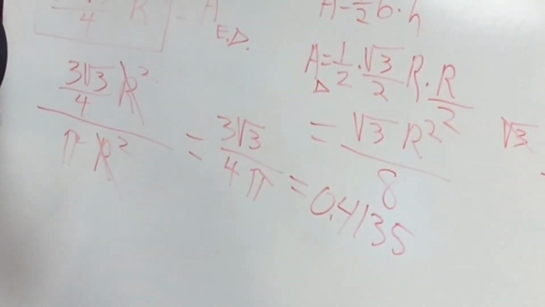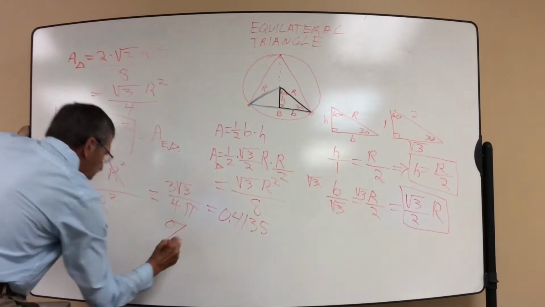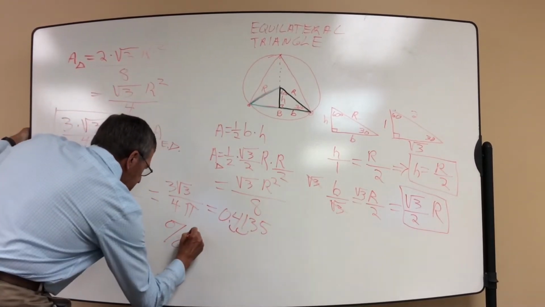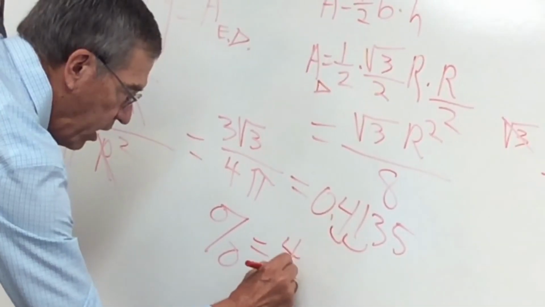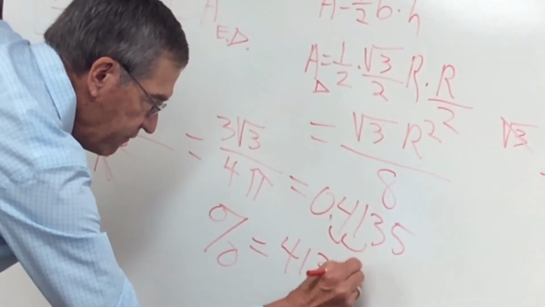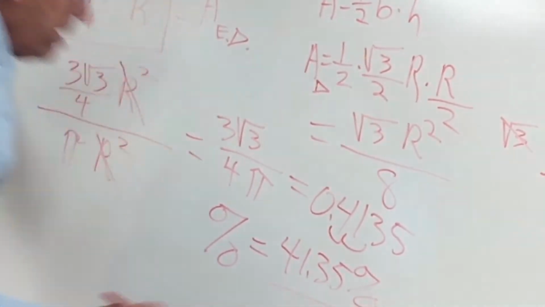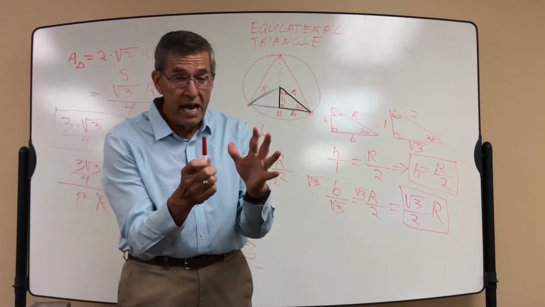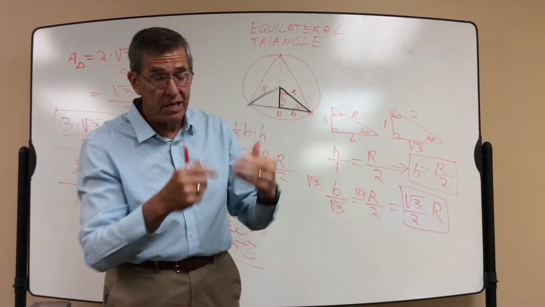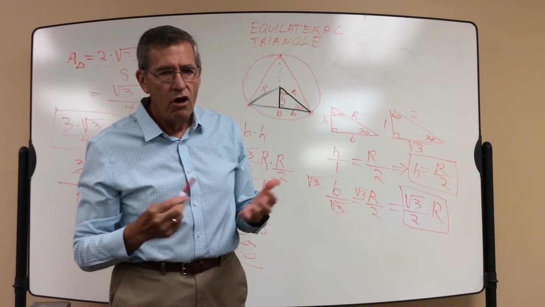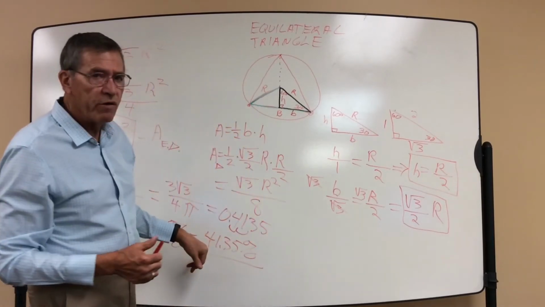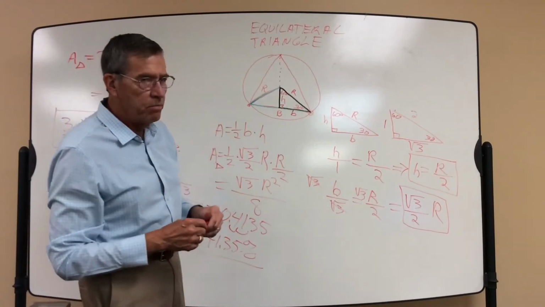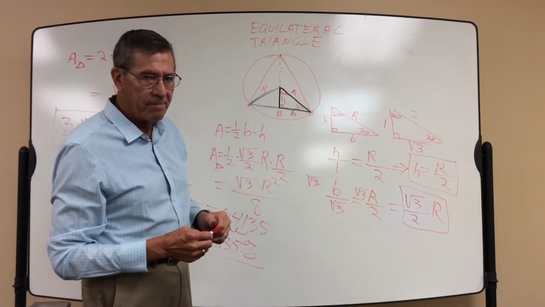So if we want to convert that to percentage, which often the answer will be given, we move our decimal place 2 places. So the percentage is going to be 41.35%. So less than half. So the smallest polygon, 3 sides for an equilateral triangle, will cover just over 41% of the area of the circle. Okay, we're going to erase the board and come back and do a square.